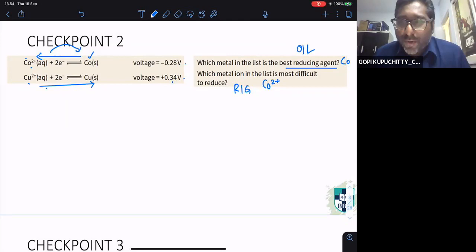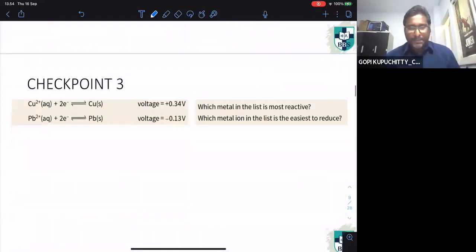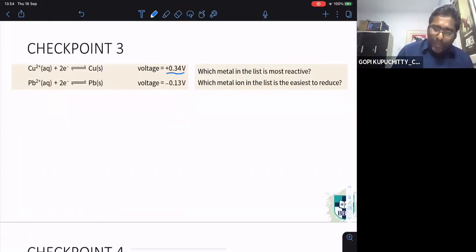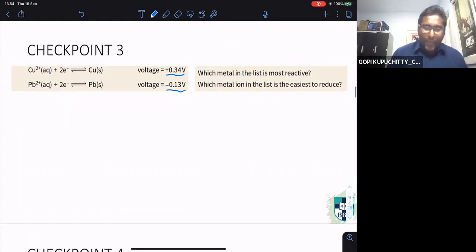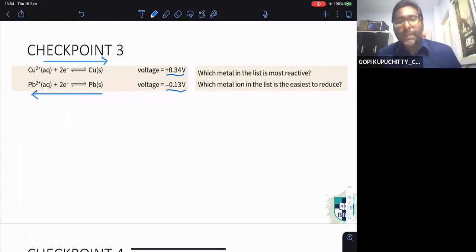The list. Which one is more difficult to reduce? You can see it is Co2+. Difficult, cannot go there. Yeah, so still I don't understand. So let's try another one. Checkpoint 3. You see here, same method. More positive, negative. More positive, you bring over here. This one goes here.